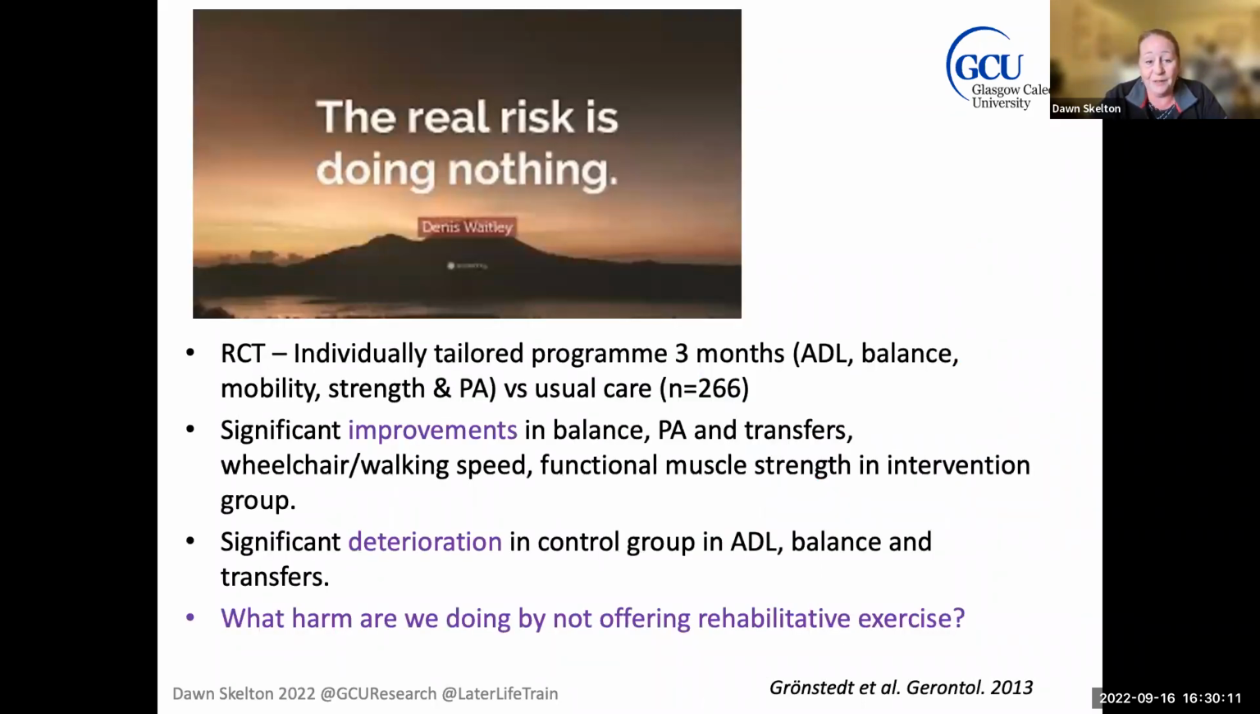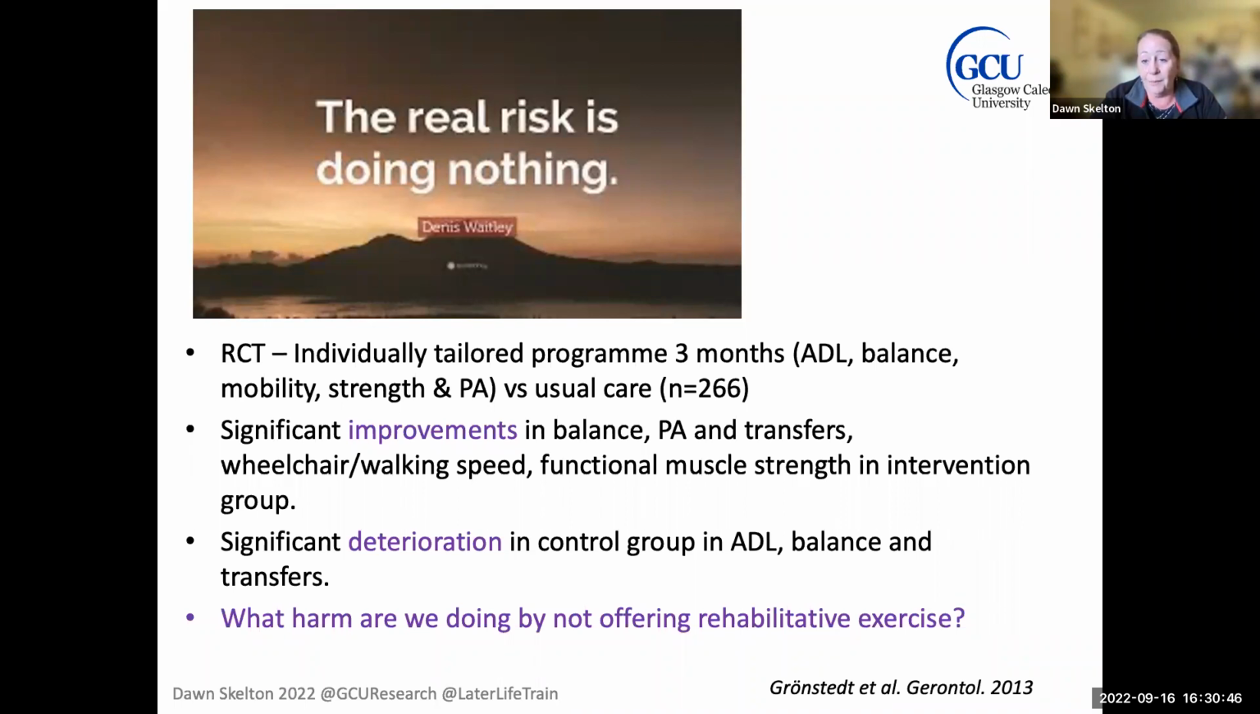So this is just a randomized controlled trial where they spent time looking at the control group, not just the intervention group. This was in a care home, and they received 3 months of an individually tailored exercise program delivered by trained therapists or trained exercise instructors. And the intervention group got significant improvements in balance. They improved their general physical activity, their transfers, and so generally good outcome in that 3-month period. In the control group, there was a significant deterioration in activities of daily living, balance, and transfers.